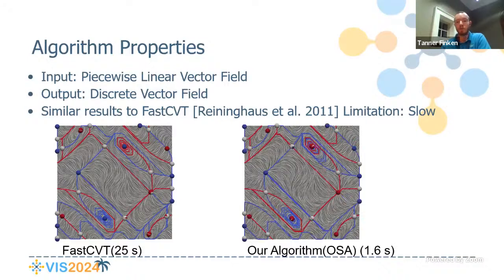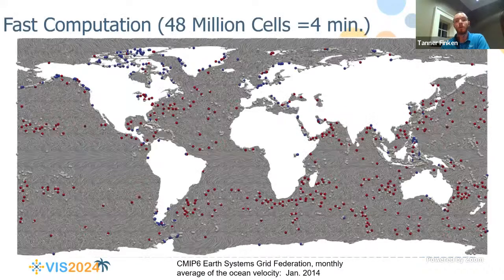In this work, we've learned that you can look locally to generate the field and still generate similar results. So now, when running the algorithm on a large complex of over 48 million simplices, it only takes a couple of minutes compared to many hours it would take with FastCVT. Here, you can see the discrete critical points extracted by our algorithm, colored by type.